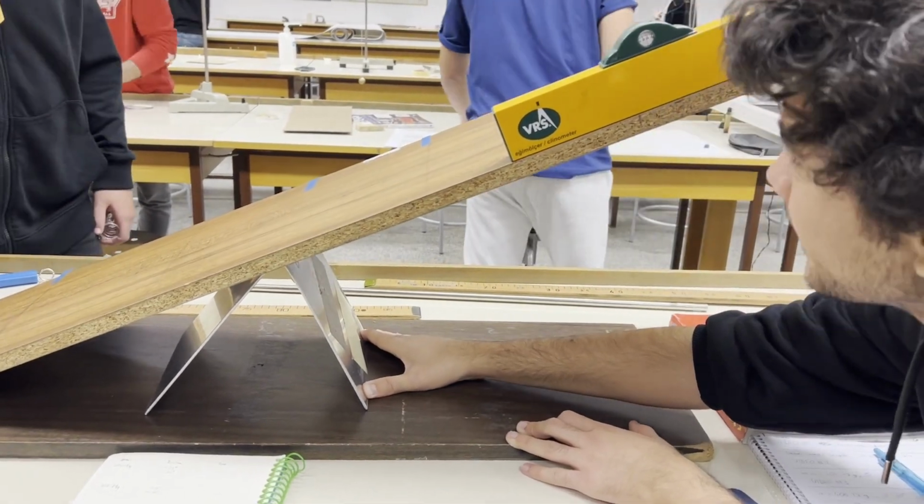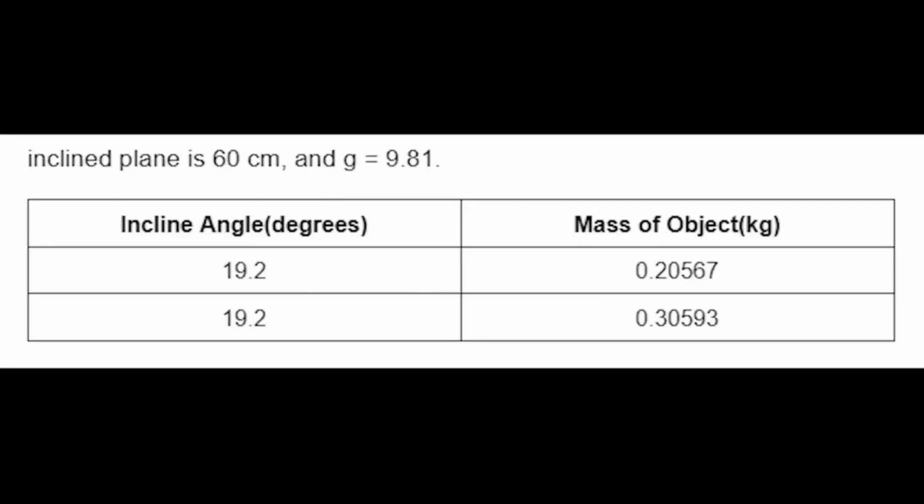Then, we calculate the static friction coefficient using the formula mu s equals tan theta. Here are the results from the second part of the experiment.